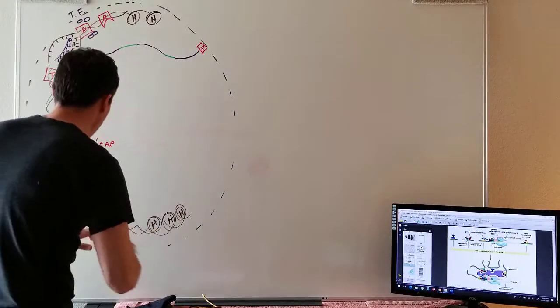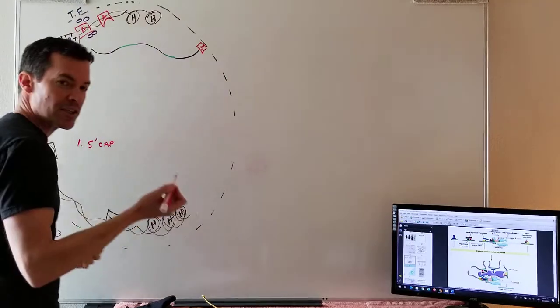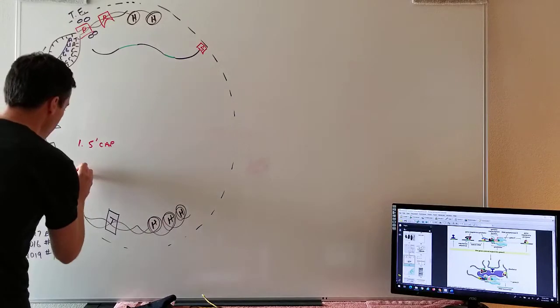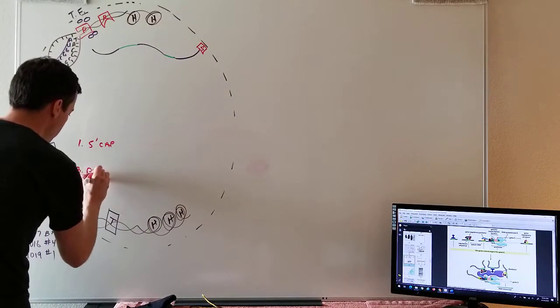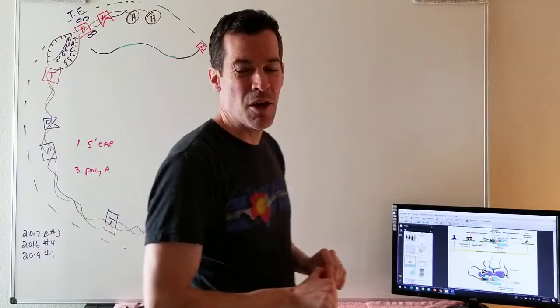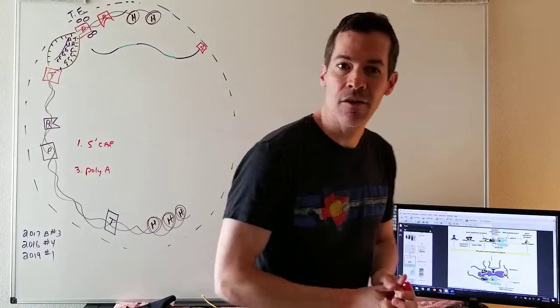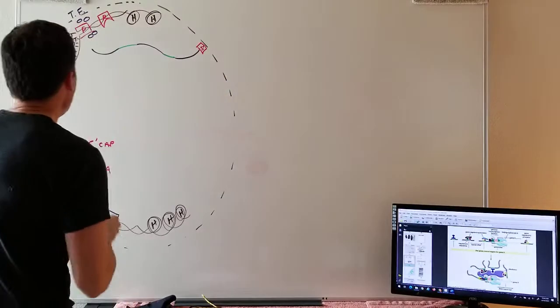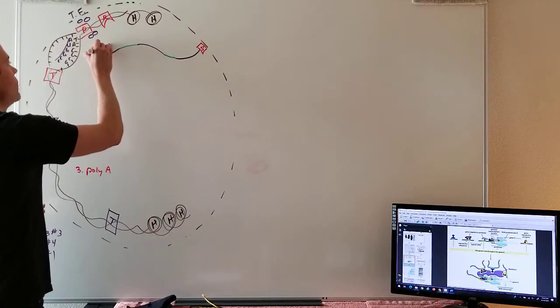So that's one RNA editing or RNA processing thing that we do. Another thing that we do, the third thing, is we put on a poly-A tail, a polyadenine tail. We might put on a couple of 100 adenines, and that'll just look like this, a whole bunch of adenines.